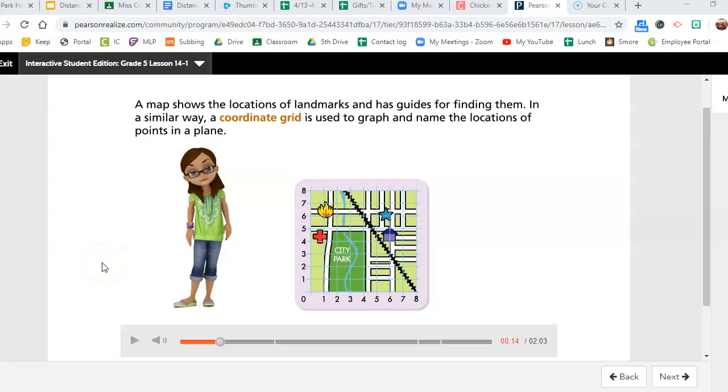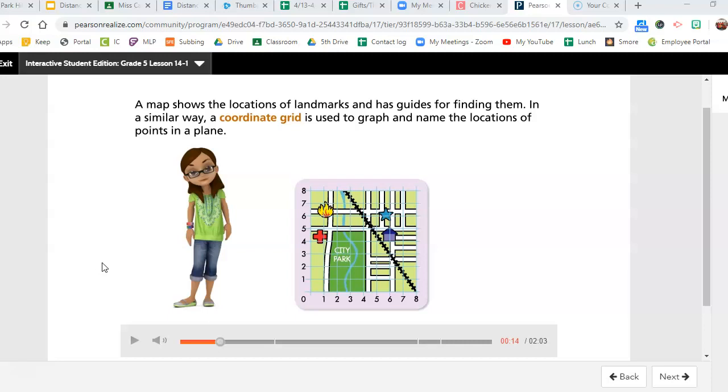Hi, fifth graders. Today we're going to start lesson 14-1, and it's about the coordinate system. So we are going to be learning about coordinate grids. And I'm going to kind of talk you through this video as we learn all of the vocabulary that we need to learn.